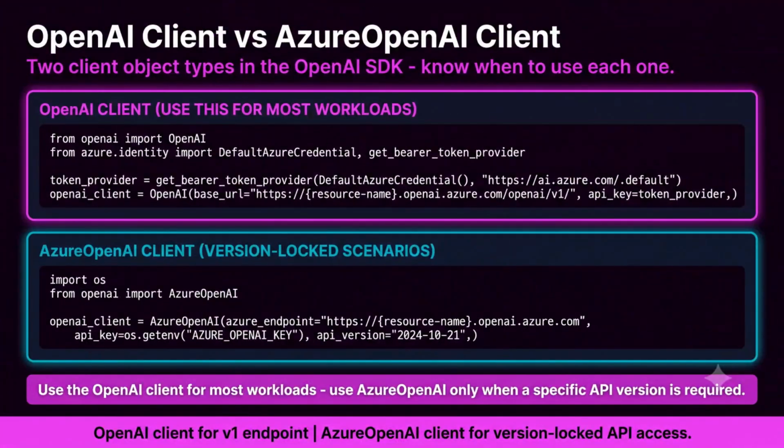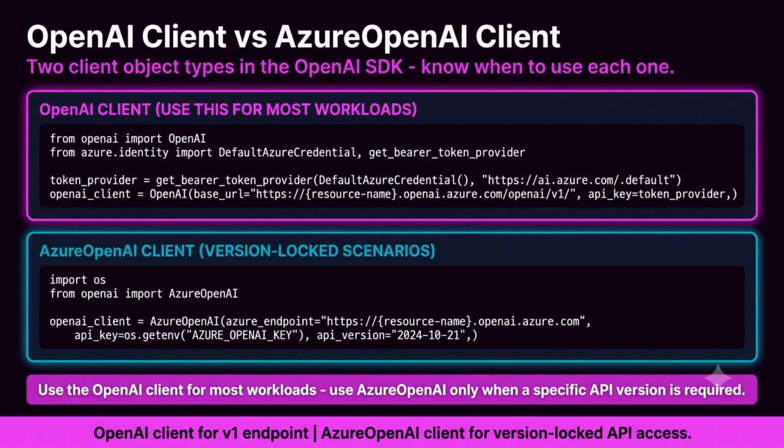One thing worth being clear on is the difference between two client object types available in the OpenAI SDK: the OpenAI client and the Azure OpenAI client. For most workloads, the OpenAI client is what you use.